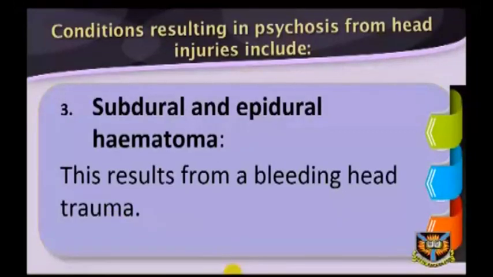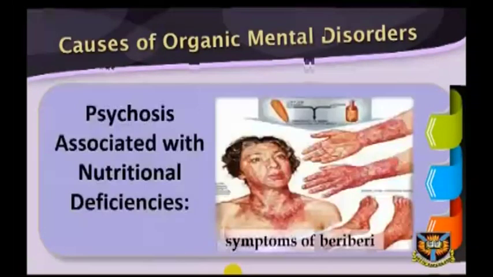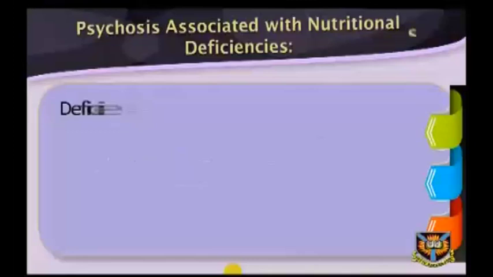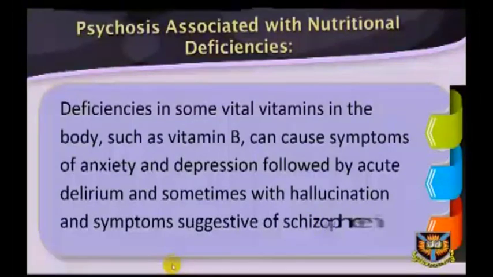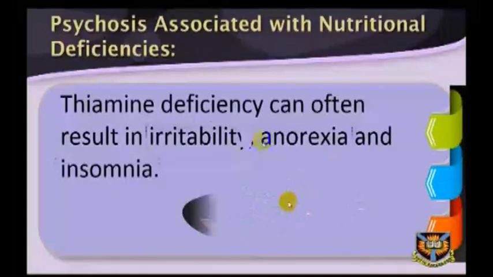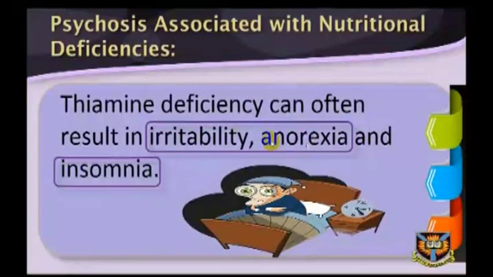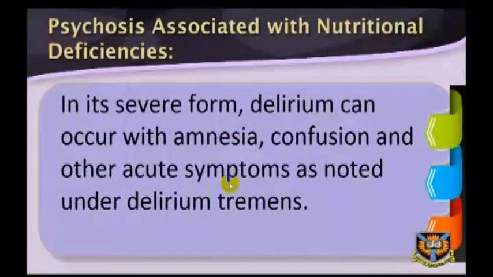Psychosis associated with nutritional deficiencies. Deficiencies in some vital vitamins in the body, such as vitamin B, can cause symptoms of anxiety and depression, followed by acute delirium, and sometimes with hallucinations and symptoms suggestive of schizophrenia. Thiamine deficiency can often result in irritability, anorexia, and insomnia. In its severe form, delirium can occur with amnesia, confusion, and other acute symptoms as noted under delirium tremens.